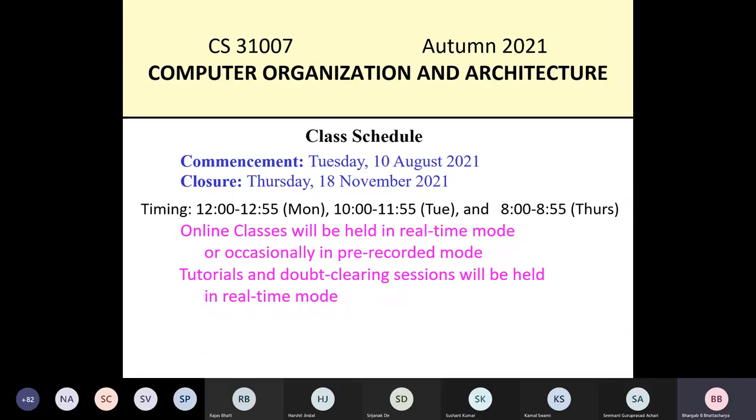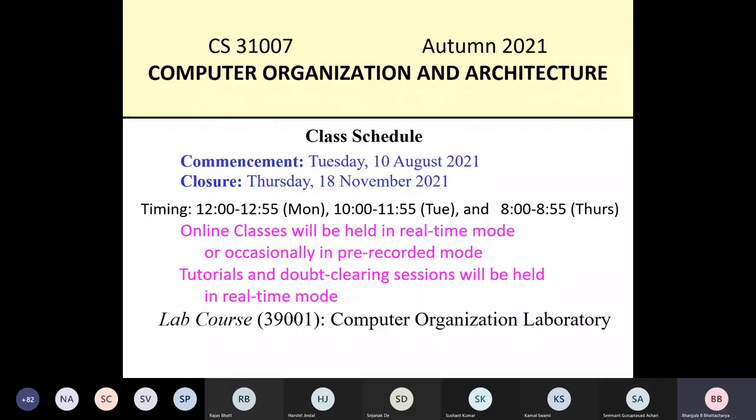Most of the classes will be held in real-time mode and occasionally maybe in pre-recorded mode, in case we have some other engagement or some other difficulty. But most of the time it will be held in real-time mode so that we can have direct interaction. Tutorials and doubt clearing sessions will always be held in real-time mode. Now, apart from the theory course, you know that we will run in parallel the lab course, and everybody has to go through this laboratory course as well.